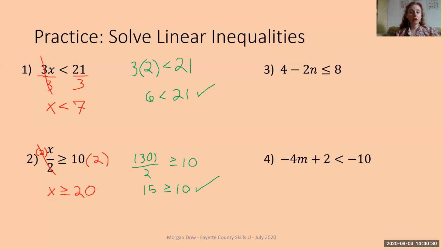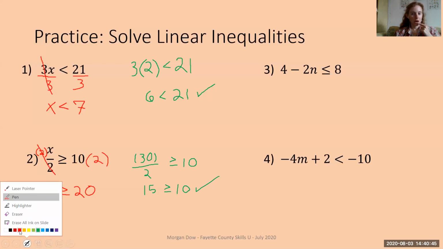Now the stuff we're doing in green, that is optional stuff. That is just checking our answers. The actual solutions are x is less than 7 and x is greater than or equal to 20. All right, now let's take a look at 3.